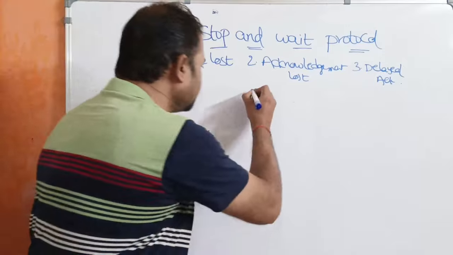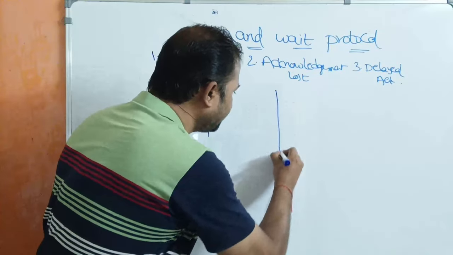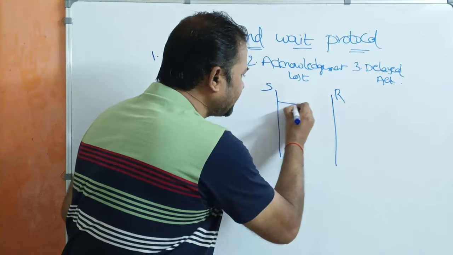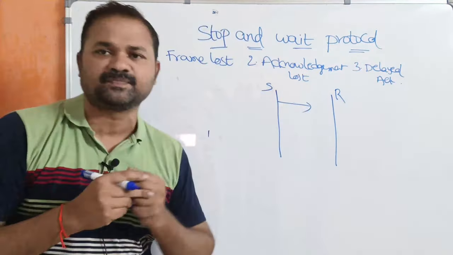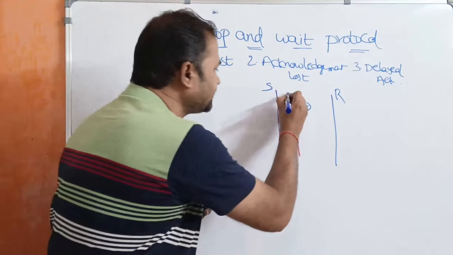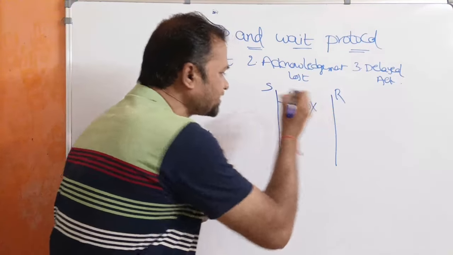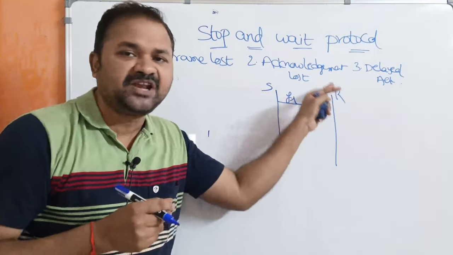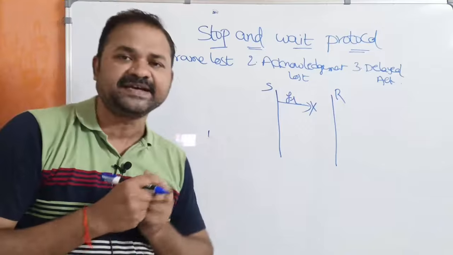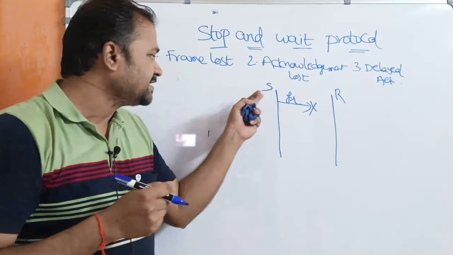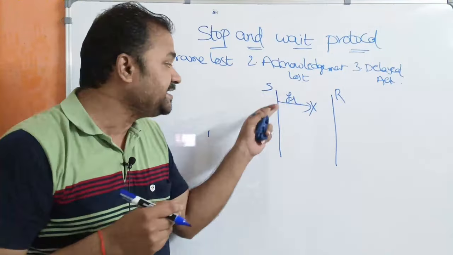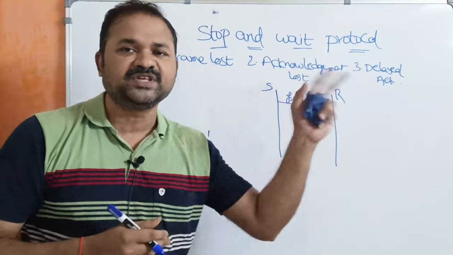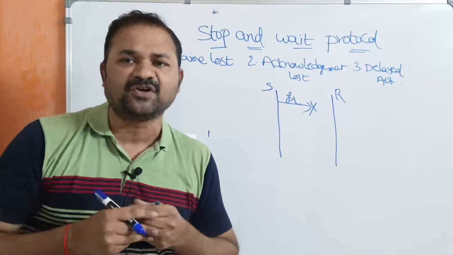Frame lost. So here we have the sender as well as the receiver. The sender sends a frame to the receiver, but let us assume that the frame is lost. So now what will happen? The receiver will wait for a frame from the sender, and after sending the frame, the sender will wait for an acknowledgement from the receiver. So this is the problem here. How can we solve this problem?